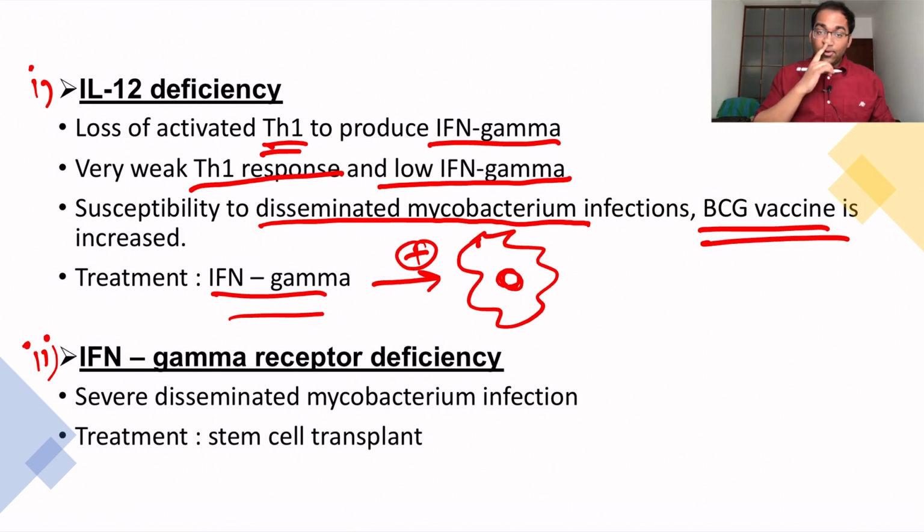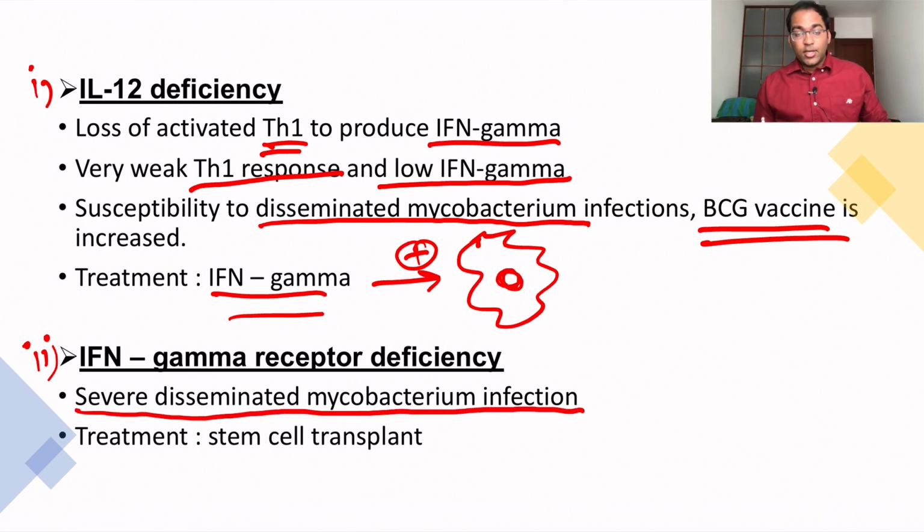Now, if you have an interferon gamma receptor deficiency, then you have a severe disseminated mycobacterium infection. Here it is not just susceptibility. Here you will for sure have severe dissemination of mycobacterium. So that's why the treatment here is the stem cell transplant. The second type, the interferon gamma receptor deficiency, is more dangerous than interleukin 12 deficiency. Okay, so I hope you guys understood that.